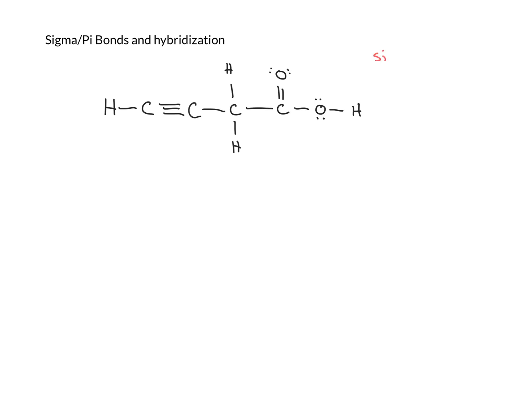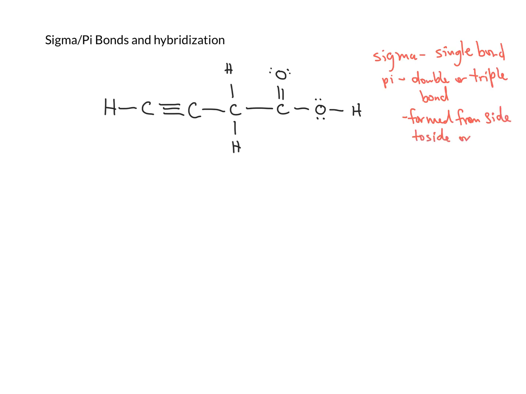So our sigma bond is a single bond, and our pi bonds come into place when we have a double or triple bond. And the important thing about our pi bond is our pi bond can only be formed from side to side orbital overlap of p or d orbitals.